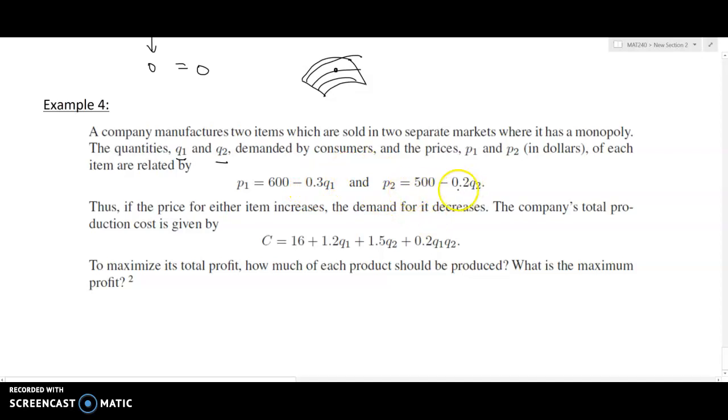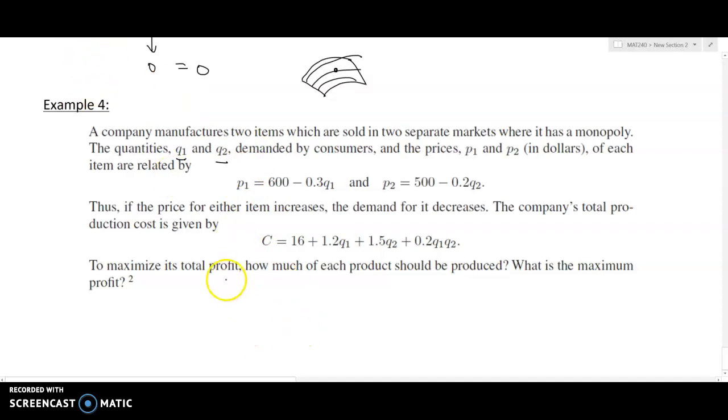For product 2, it's going to be the same process, but they're going to be a little bit cheaper, and again, you're going to reduce the price for every additional unit of Q2 you sell. Thus, if the price for either item increases, the demand for it increases. The company's total production cost is given by C equals this function right here. To maximize its profit, how much of each should be produced?